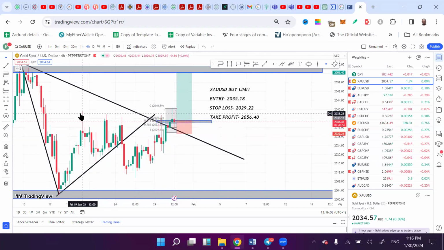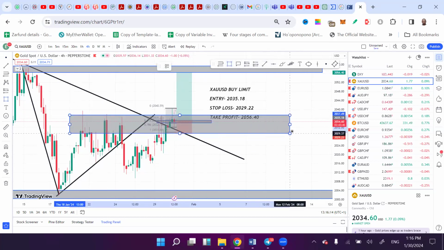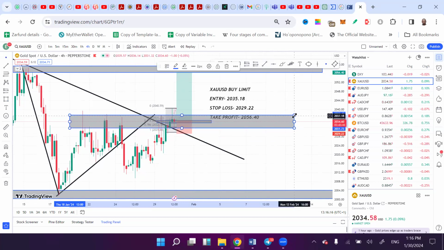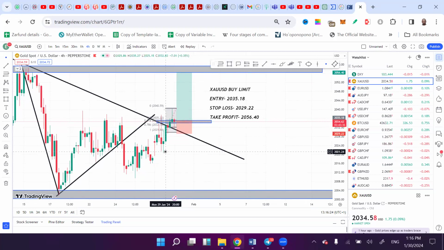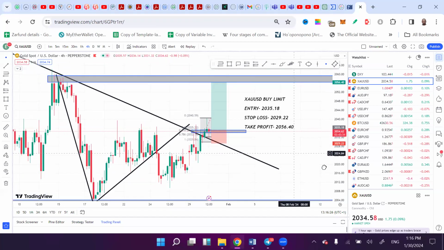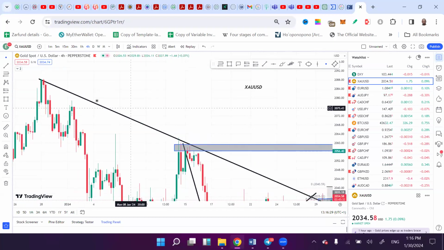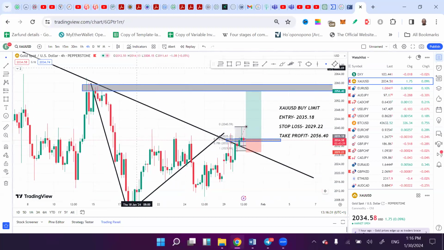This has been a support level for a while. This has been a resistance level for a while, right? It's been trying to break it, came down several times. Now it kept going up. From what I can see, the trend line has already been broken. This trend line has been broken.